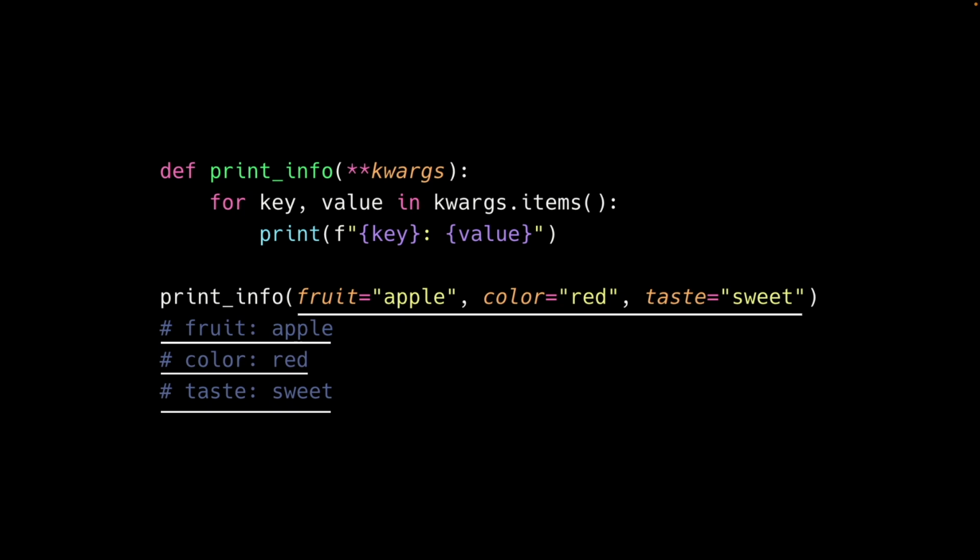We can call printinfo with different keyword arguments, and the function will behave the same way. It will print out each keyword argument's name and the value associated with it.